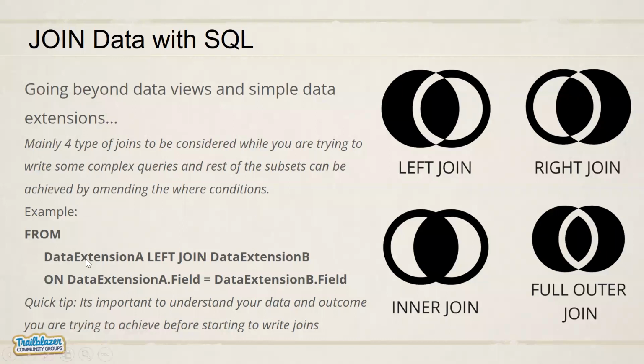One simple example could be to pick one data extension, left join with data extension B, on data extension A dot field equals data extension B dot field. Why did I say field in both places? Because this is my common data point, as we saw earlier. When you are joining 2 tables with these types of joins, they need to have that common data point.